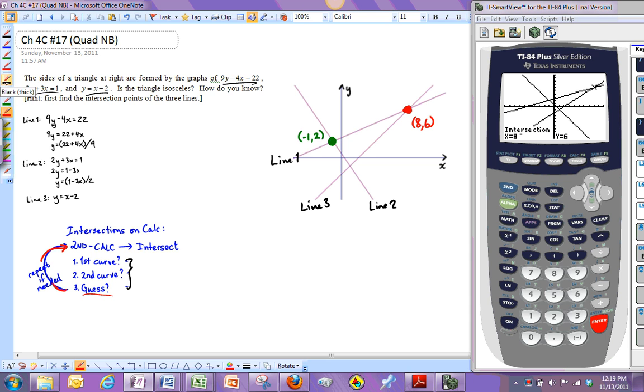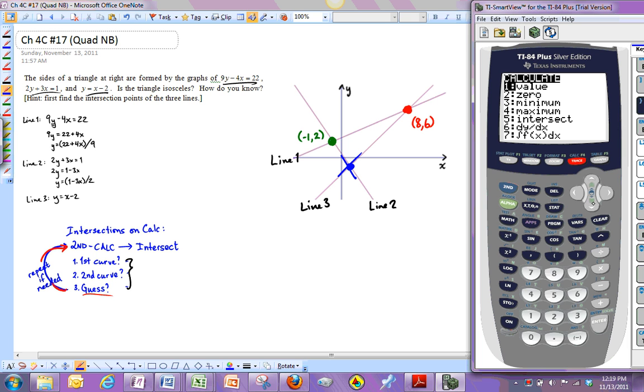Okay, I've got one more intersection point down here. So that's the intersection of lines 2 and 3. So I'm going to repeat my process again. Second calc, find intersect, number 5. And I need to tell it to look at lines 2 and 3. Now it's on line 1. I don't want that, so I'm going to hit up or down. Down takes me to line 2. Let's see, where's the cursor, just so I can see it. There's the cursor on line 2. So I'm going to hit enter.